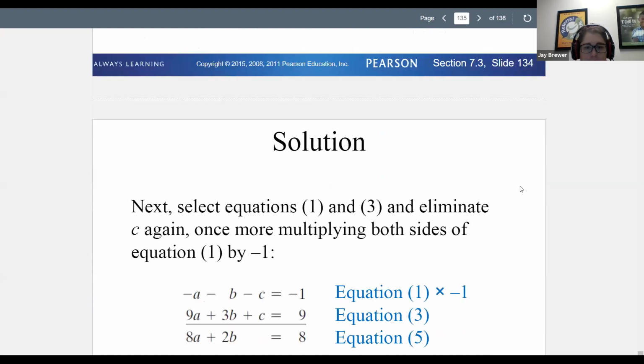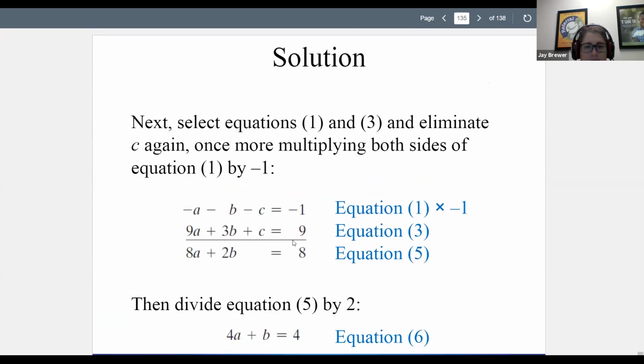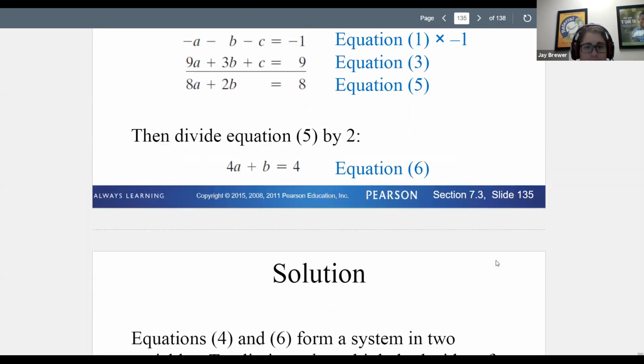All right. The next step they use is they again multiply equation 1 by -1, and then they add it to equation 3, and now they get equation 5, which is 8a plus 2b equals 8. They then decide to do an extra step, and we'll see in a second why they chose to do this. They're dividing equation 5 by 2, and they're getting equation 6. So they get 4a plus b equals 4.